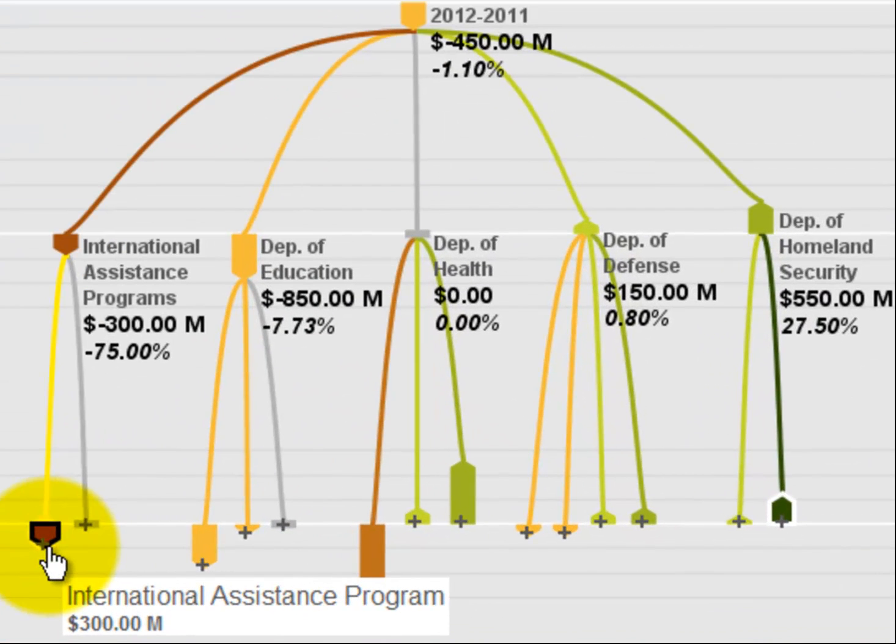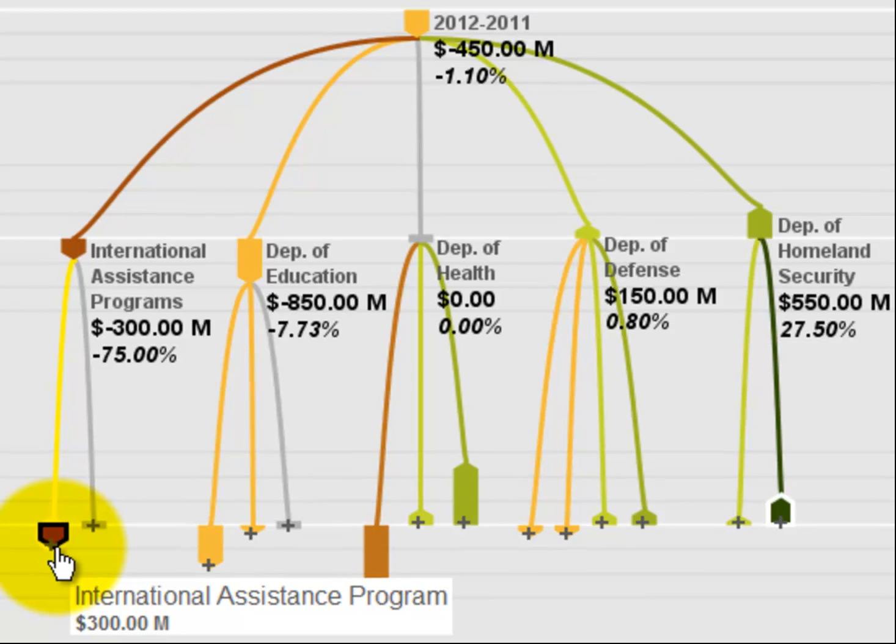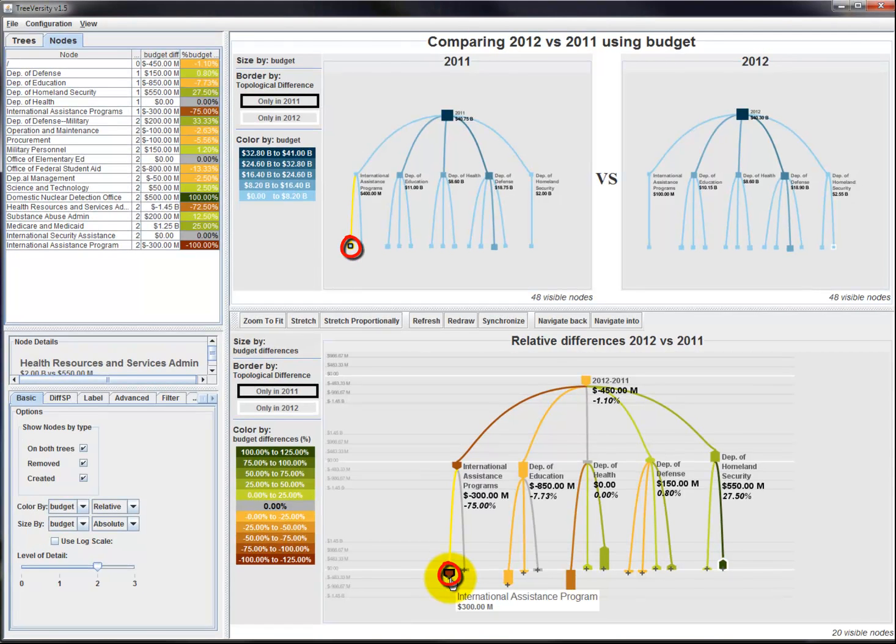Also, we can notice two interesting notes. Here on the left, with a black border, we have International Assistance Programs. That is a bureau from the International Assistance Programs Agency that has been removed. You can see that because it has a black border. And looking at the original views, you see that it's present in 2011, but it's not present in 2012. On the right, we have a Domestic Nuclear Detection Office, a bureau from the Homeland Security Agency that has been created, which is only present in 2012 and not in 2011.